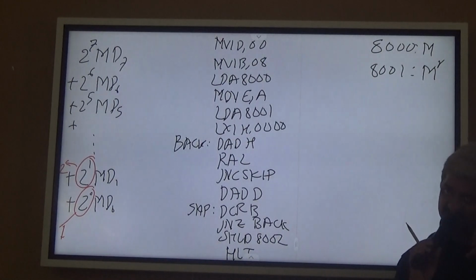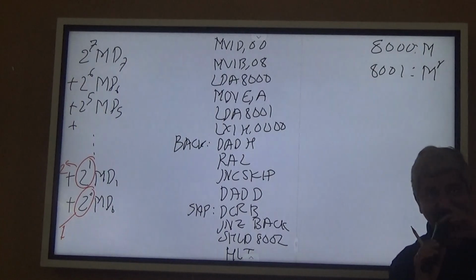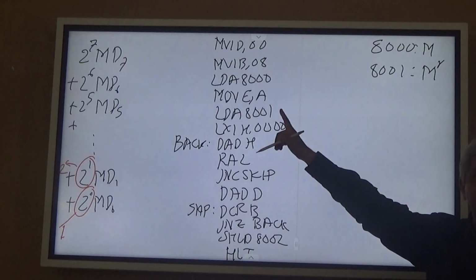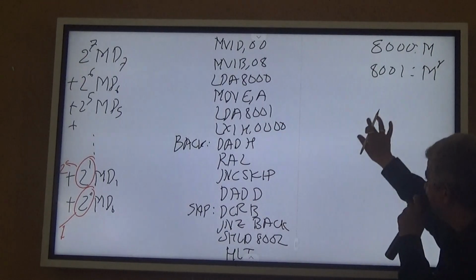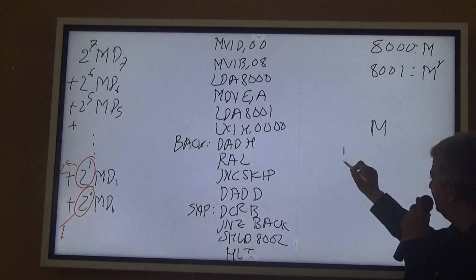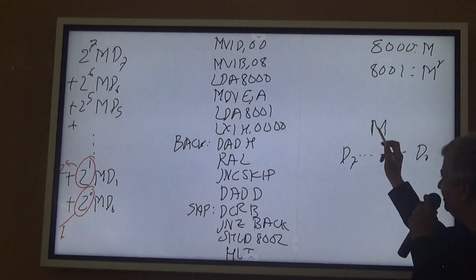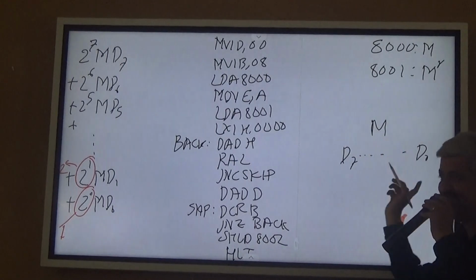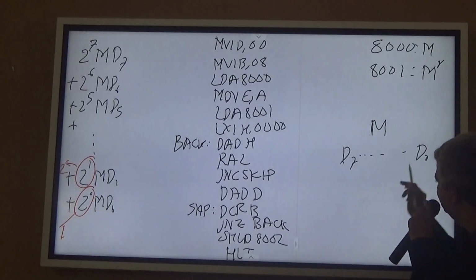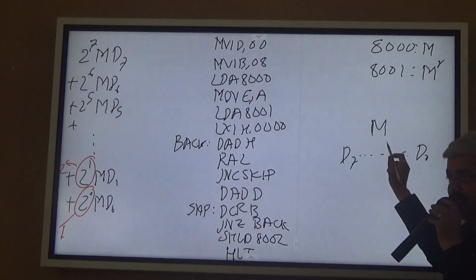2 raised to 7 times the multiplicand if D7 is 1. Is it right? So multiplicand and this is D7, D0. What I will do? I will multiply this and shift by 7 times. Is it right? I will multiply this. This is not shifted. Then this is shifted by 1. This is shifted by 2. This is shifted by 3.